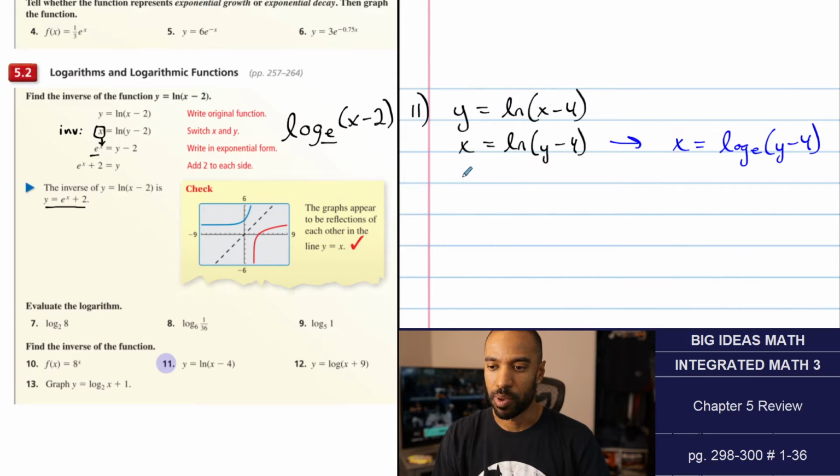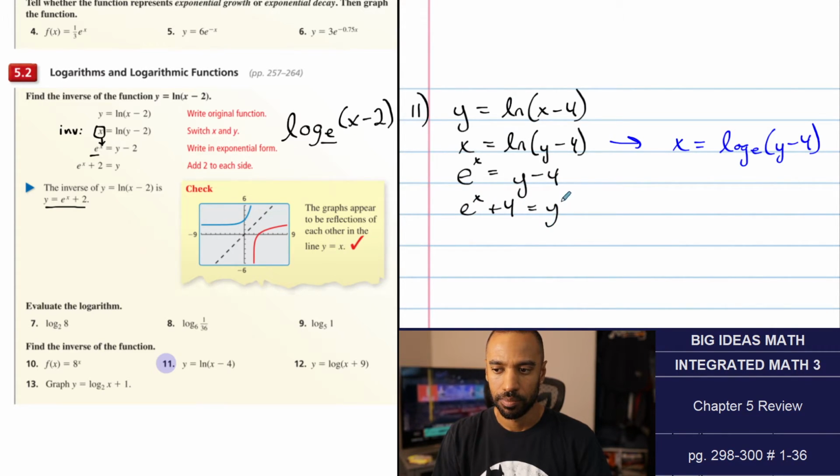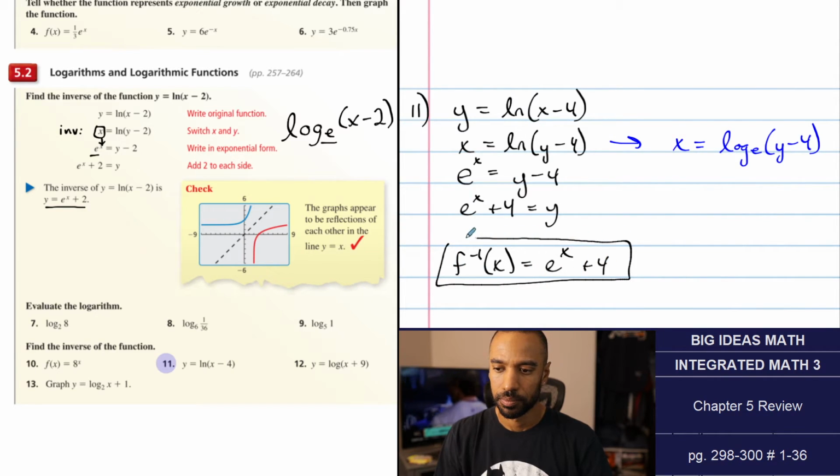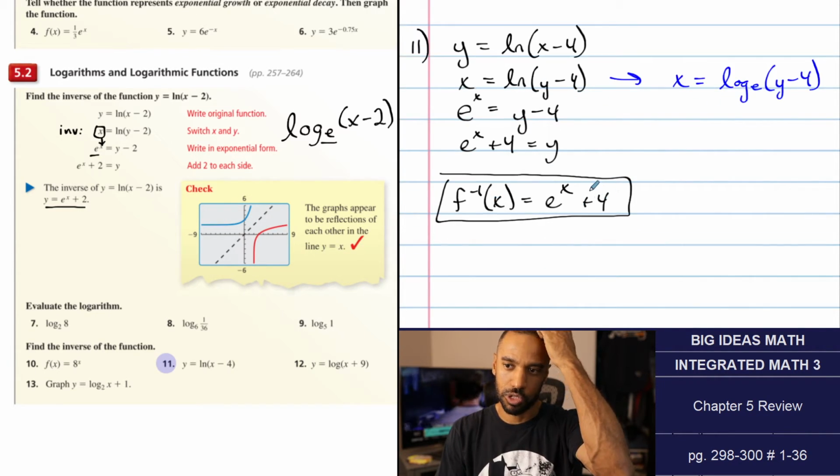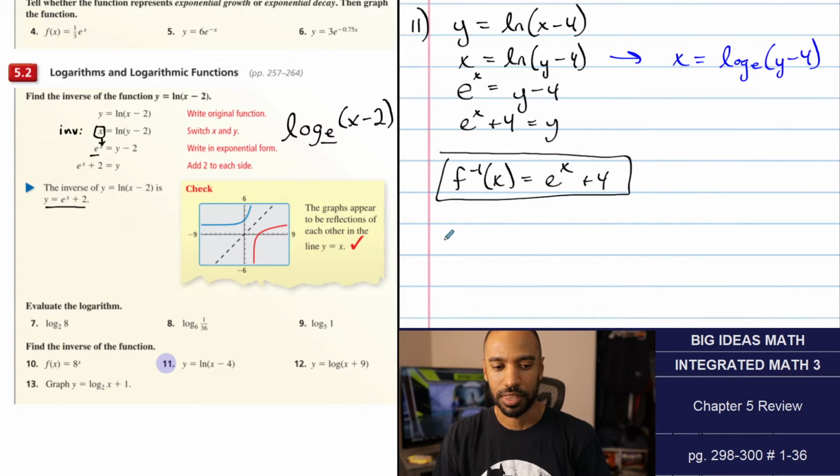So if I rewrite in exponential form, I can say base raised to exponent. What's the exponent? Oh yeah, the answer to the log question, x, equals the other guy, y minus 4. Add 4 to both sides. We're going to get e to the x plus 4 equals y, as anticipated. So let's rewrite this in inverse notation, and that's e to the x plus 4. Nothing like being very close to your example problem to start the old day.